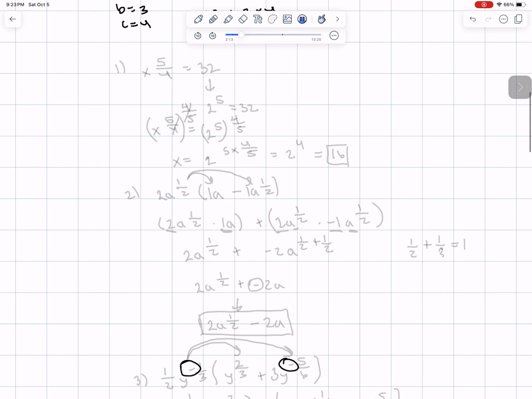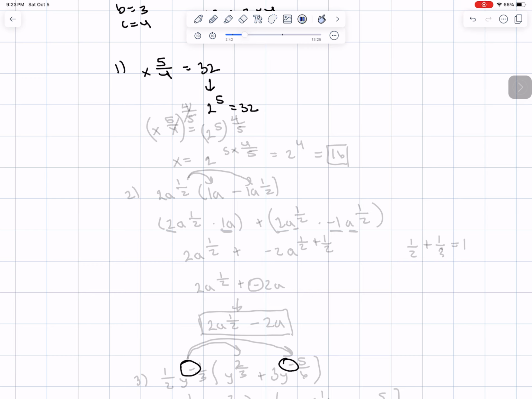Let's do one that's more similar to the last section that we did. So let's say I have x to the 5 over 4 equals 32. So what can I do? Well, the thing that I always know that I can do is simplify the 32. If I do 2 to the 5th, I know that equals 32.